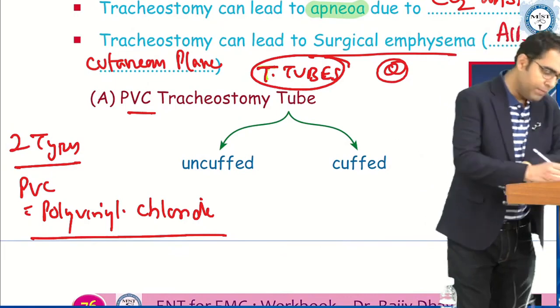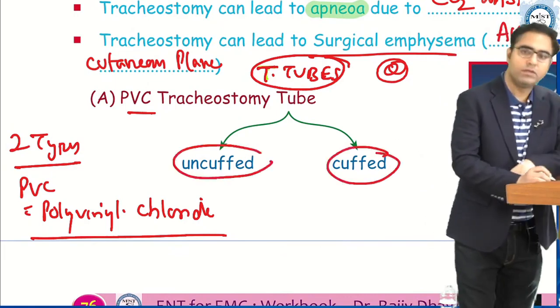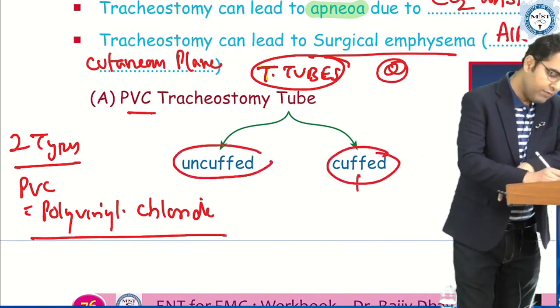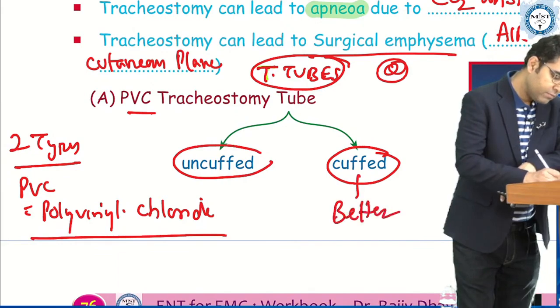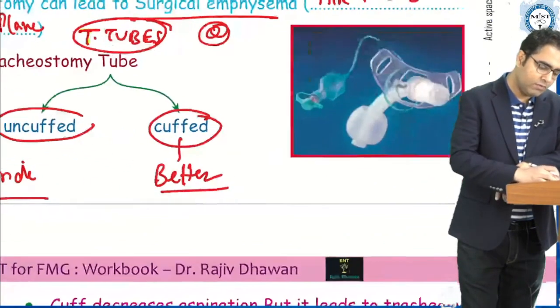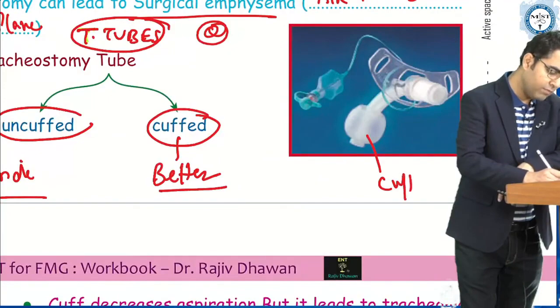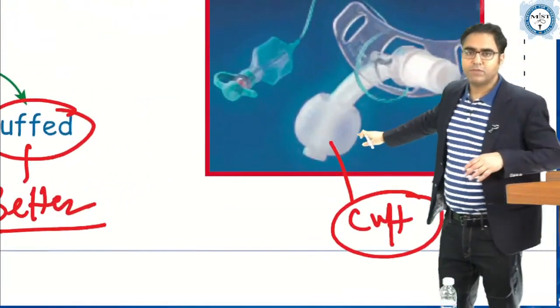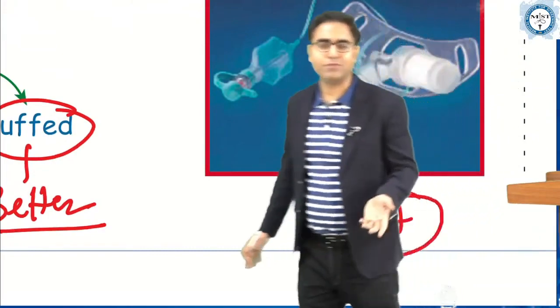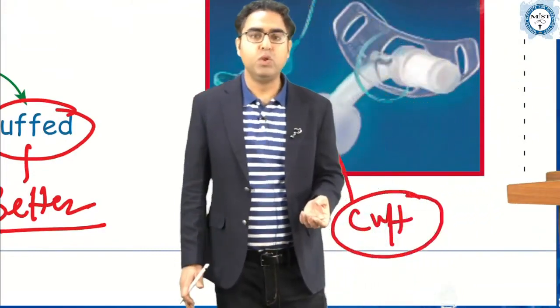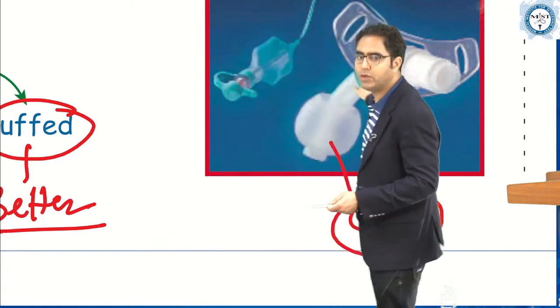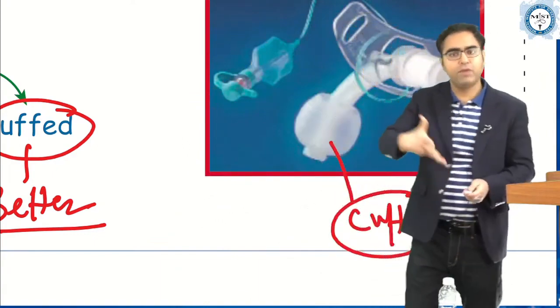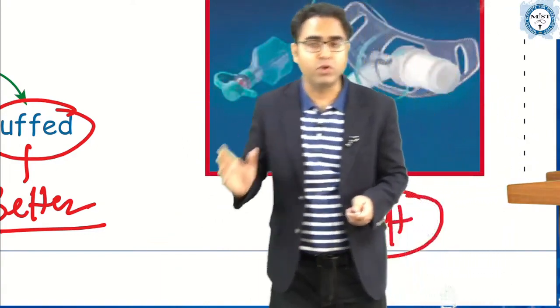Now, this is of two types, beta. Uncuffed tube and cuffed tube, beta. Without cuff and with cuff. Cuffed are better, beta. This is cuff, beta. Label it. Cuff is a balloon, beta. This balloon is called cuff. There is a balloon around the tube. You can inflate the balloon, deflate the balloon depending on your need, but cuffed tubes are better tubes, beta.